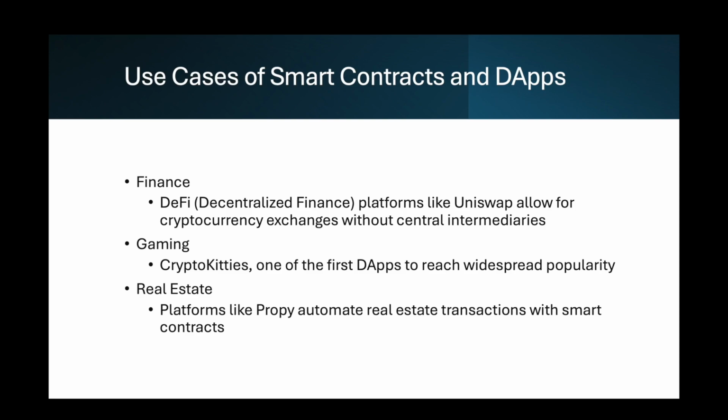Use cases and examples of smart contracts and dApps. Finance. DeFi platforms like Uniswap allow for cryptocurrency exchanges without central intermediaries, relying on liquidity pools and algorithms to determine prices. Gaming. CryptoKitties, one of the first dApps to reach widespread popularity, enables users to purchase, collect, breed, and sell virtual cats on the Ethereum blockchain. Real estate. Platforms like Propy automate real estate transactions with smart contracts, enabling property buying, selling, and transferring processes to be executed digitally and securely.